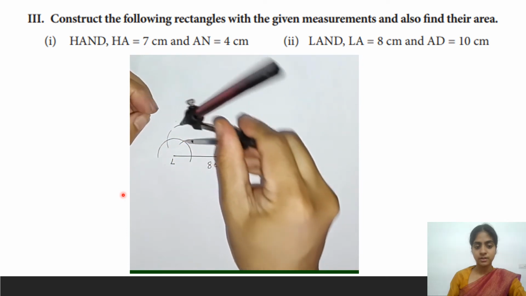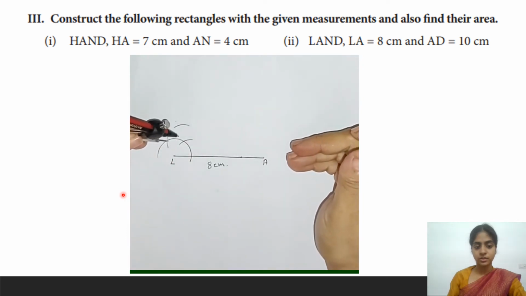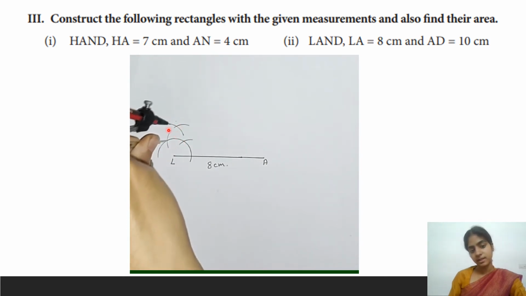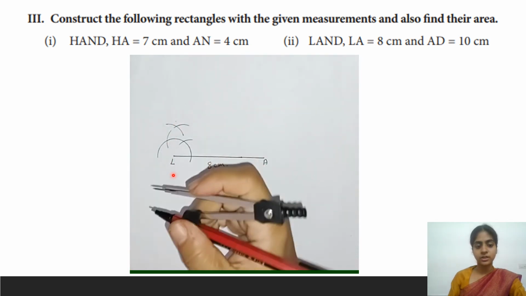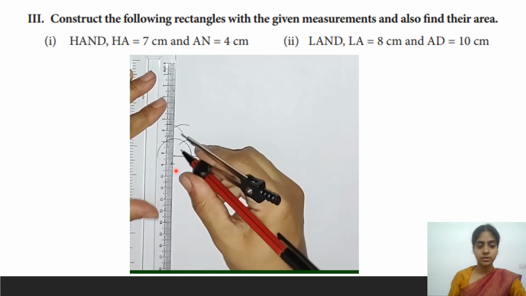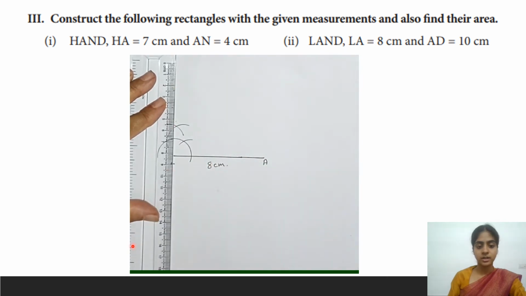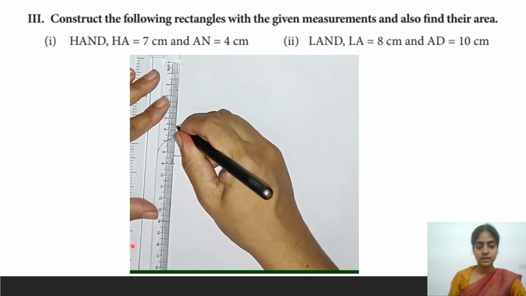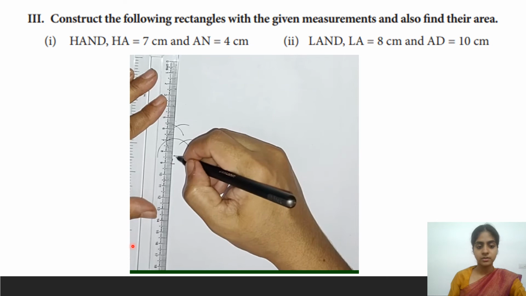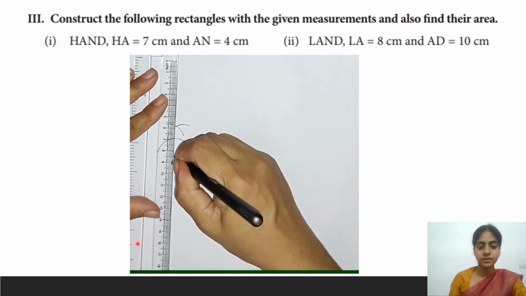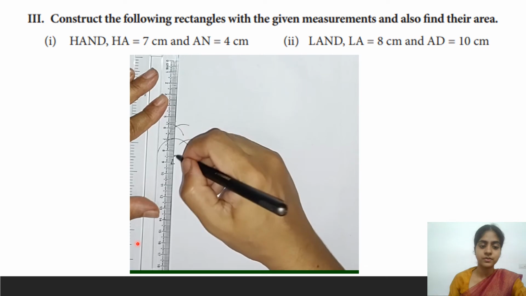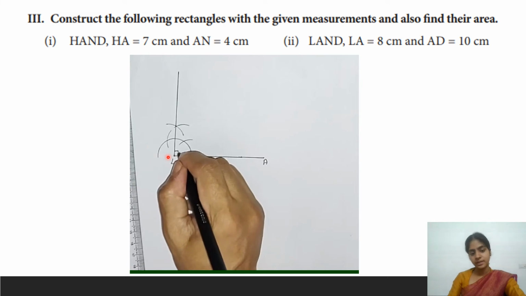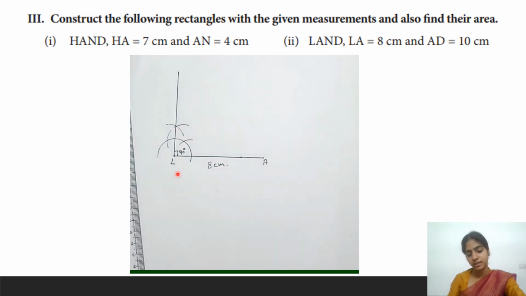Using these two measurements, we find 90 degree. The point of intersection of the two curves here gives you 90 degree. Joining L to this intersection point will give us 90 degree. We draw a straight line from L to the intersection. Once we finish drawing, this is 90 degree. Mark it as 90 degree.